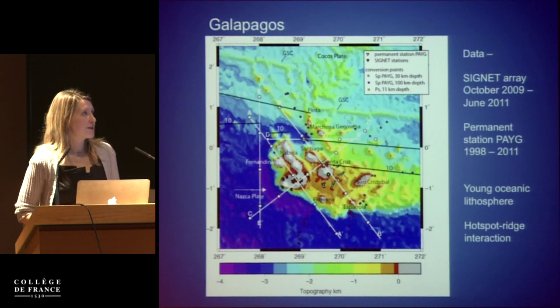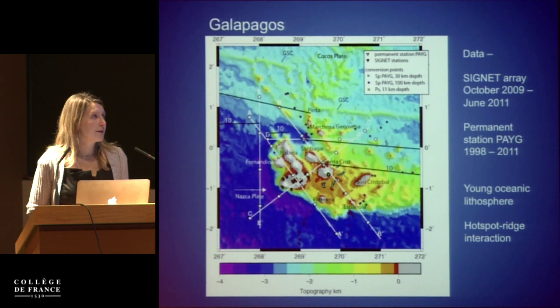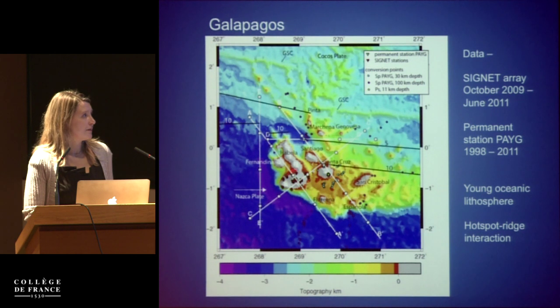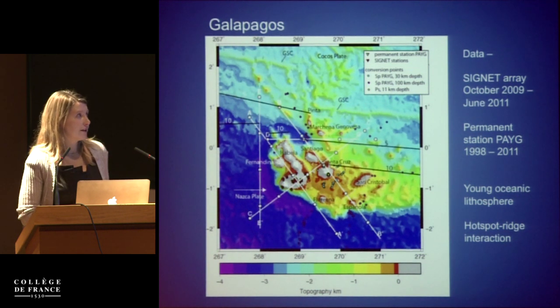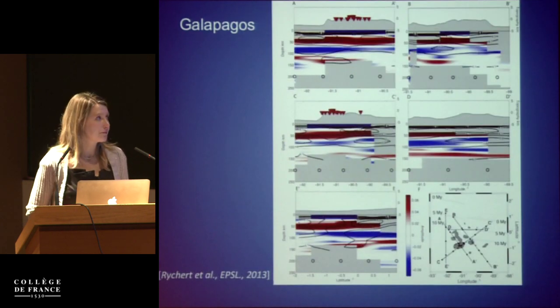And now I'd just like to bring you through some of my most recent results looking at Galapagos. Here we're looking at the SIGNET array, which is this group of stations that were deployed here on Isabela, and also using station PAYG in green. This is very young oceanic lithosphere, and it's a really interesting place since we can look at the interaction between a hotspot and a ridge.